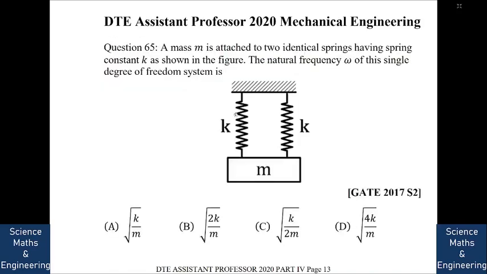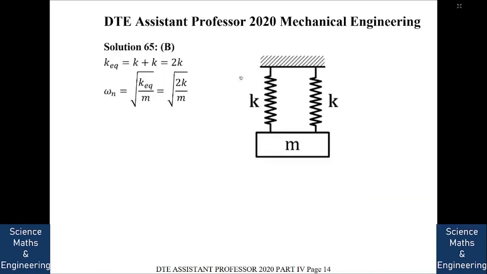Next question. A mass M is attached to two identical springs having spring constant K as shown in the figure. The natural frequency omega of this single degree of freedom system is, so the answer is C. These two are in parallel, so our equivalent K would be equal to K plus K, that is twice K. Now omega n would be given by root over K equivalent divided by M, so it becomes root over 2K by M. So option B.